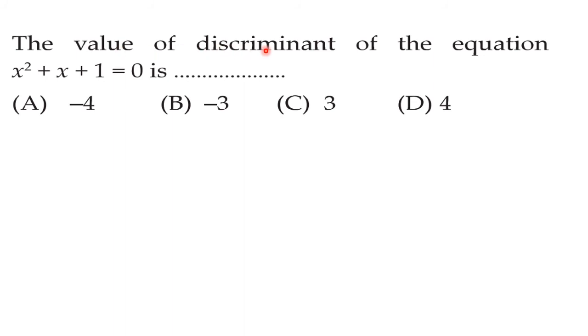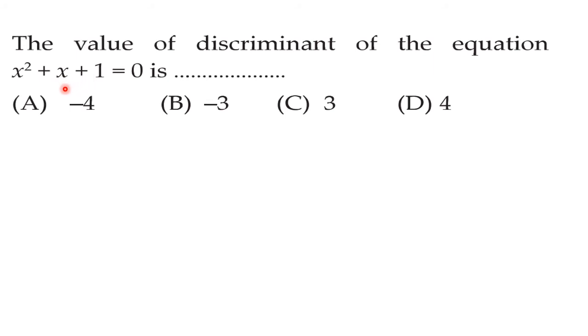The value of discriminant of the equation x square plus x plus 1 is equal to 0 is dash. Again you have to find out the value of discriminant, that means delta, that is b square minus 4ac. So all of you please find out what is b square minus 4ac. See here, the equation is x square plus x plus 1. So here a is 1, b is 1 and c is also 1.